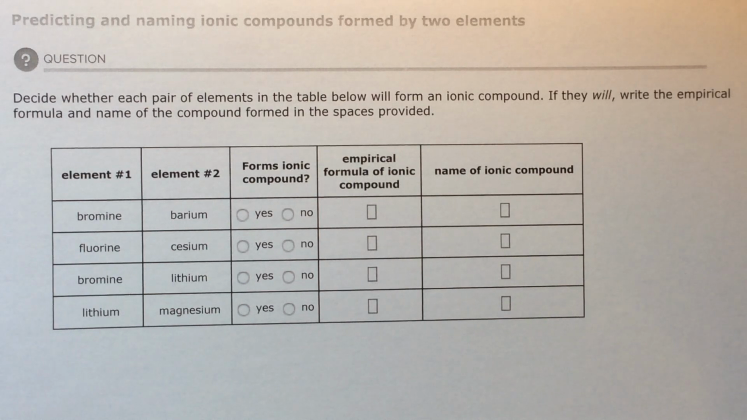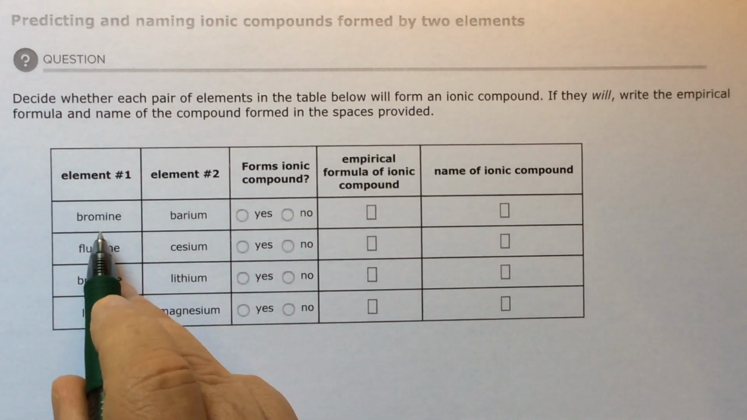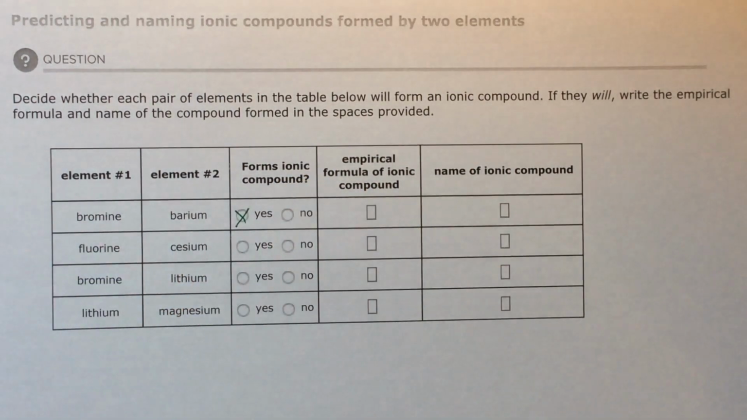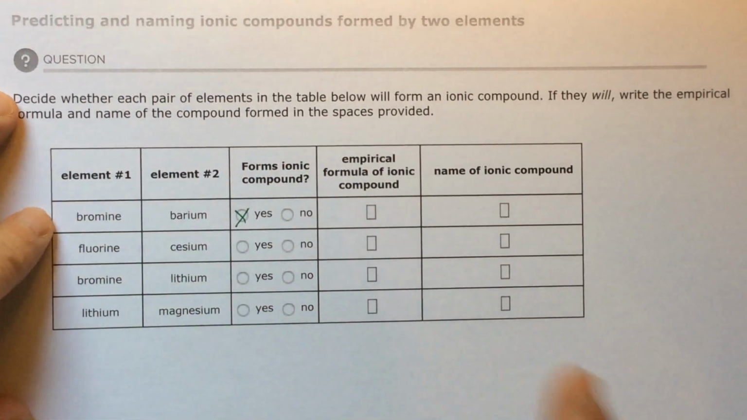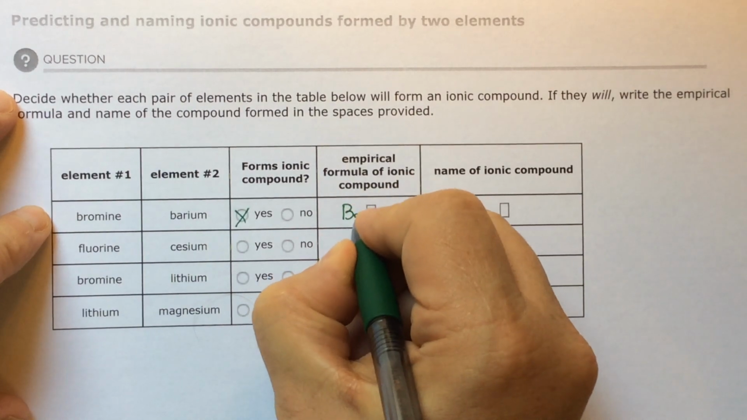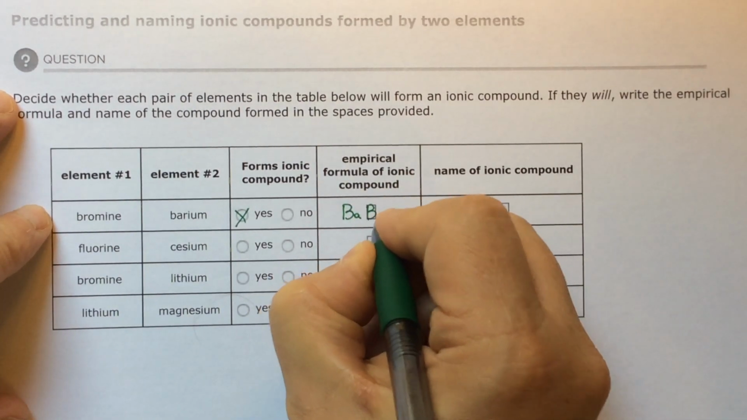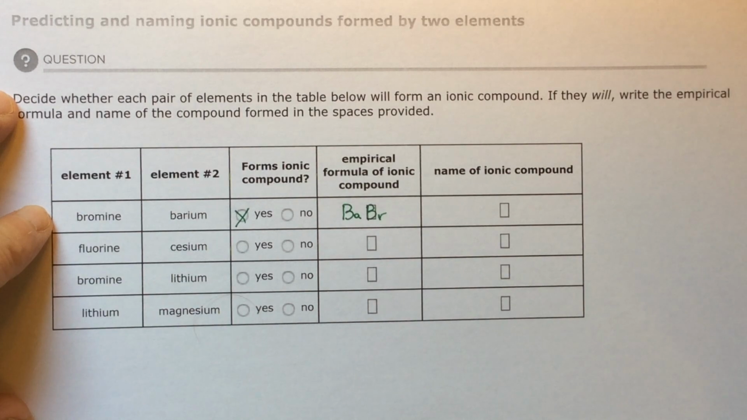So the first one I have is bromine. Bromine is -1 because it's in group 7. Barium is group 2, so it's going to be +2. So I've got a metal and a nonmetal. So yes, I can form an ionic bond with a metal and a nonmetal. What's its ionic compound? Well, I'm going to do barium first because it's the metal. I'm going to do bromine second. That's the nonmetal. Now I have to know, do I have any subscripts?